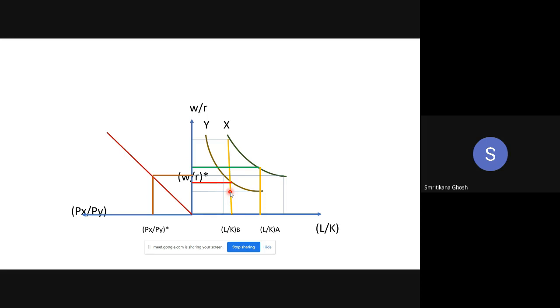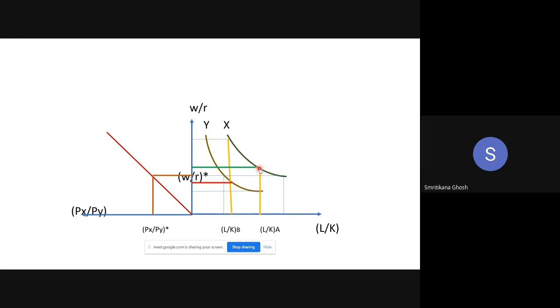It is overlapped. So here we have to introduce two countries, L by K of country A and L by K of country B. Okay, and as we assume country A is labor abundant, so definitely L by K of country A is greater than that of country B. So this is according to our assumption, and these are the labor capital endowment ratio for both the countries.